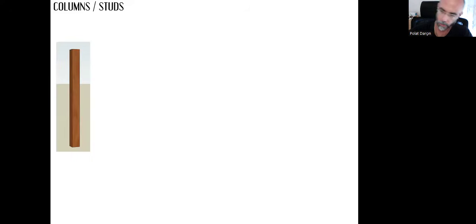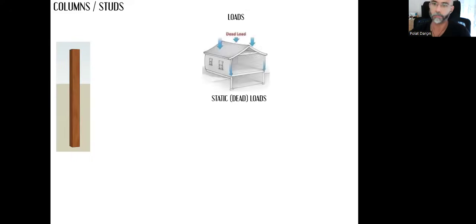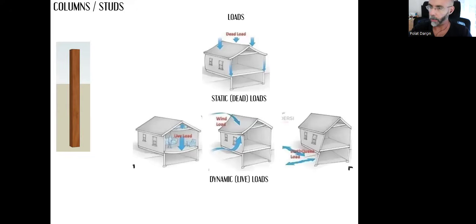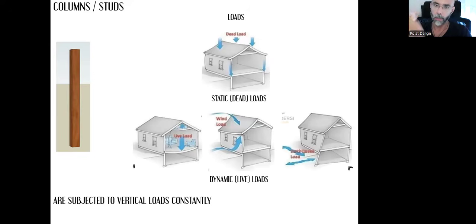Columns, these are the vertical ones, and they have all these loads from the beams. They can be static loads, the weights of the building materials or the other elements, or they can be dynamic loads, either vertical or horizontal. Columns or studs, kolon, dikme, column, stud, they are the same word. They have the same meaning. These are subjected to vertical loads constantly, either because of static loads or because of dynamic loads.